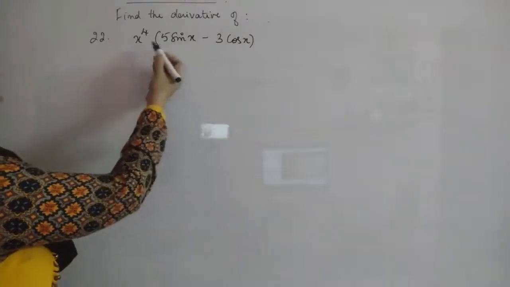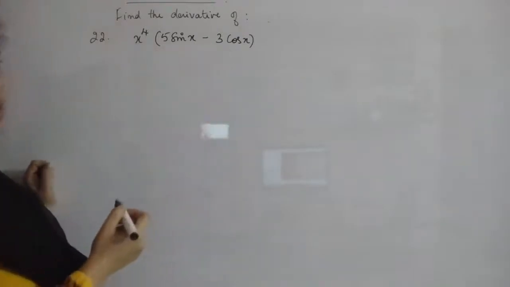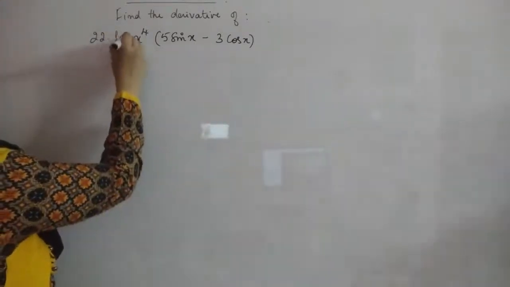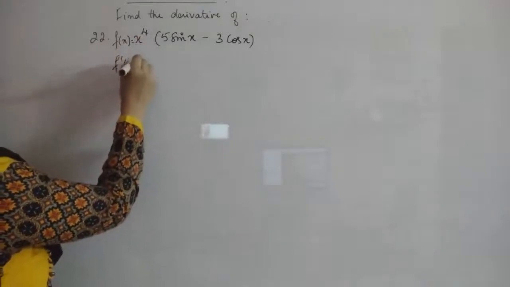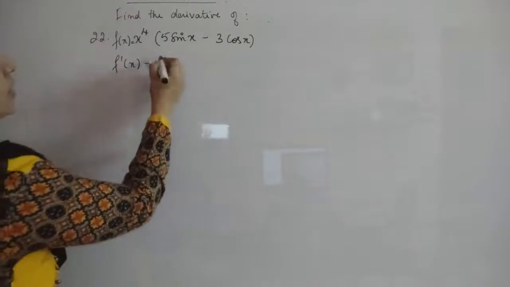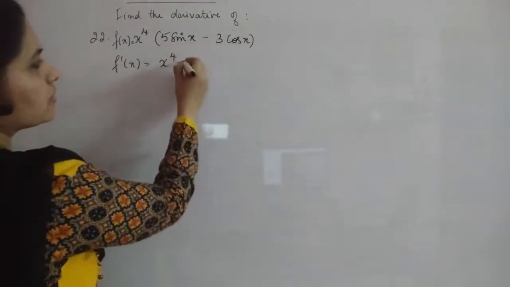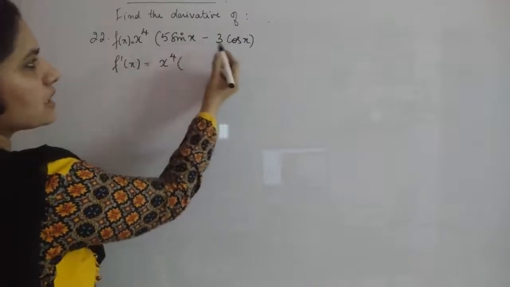So question number 22: you have to find the derivative of x raised to 4 into (5 sin x minus 3 cos x). We are taking this as f(x), so for f dash of x, you can use the product rule. So x raised to 4 into the derivative of 5 sin x minus 3 cos x.